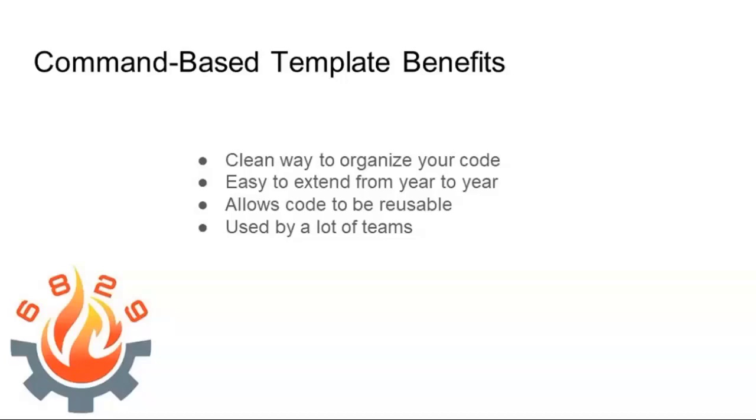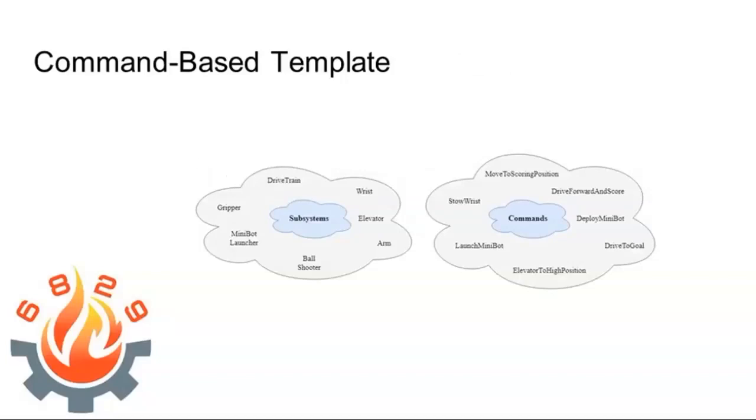So basically, I talked about building blocks. There are two building blocks in the command-based template. There are commands and subsystems, right? So if you look at what are commands, things might be move to scoring position. They might be drive forward. They might be drive to goal. Then on the opposite side of the spectrum, you have subsystems. And subsystems, you might have a drivetrain, a wrist, or an elevator, right?